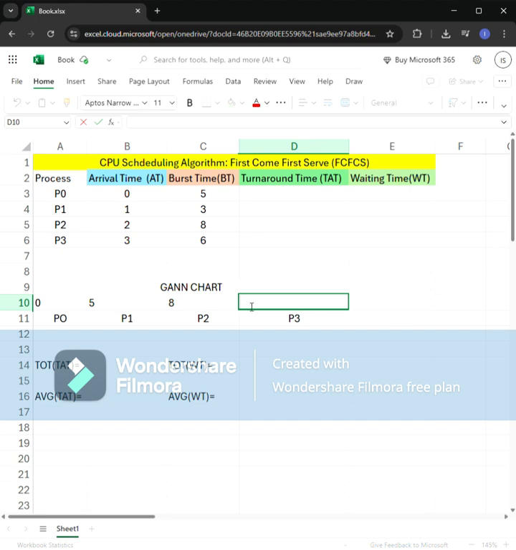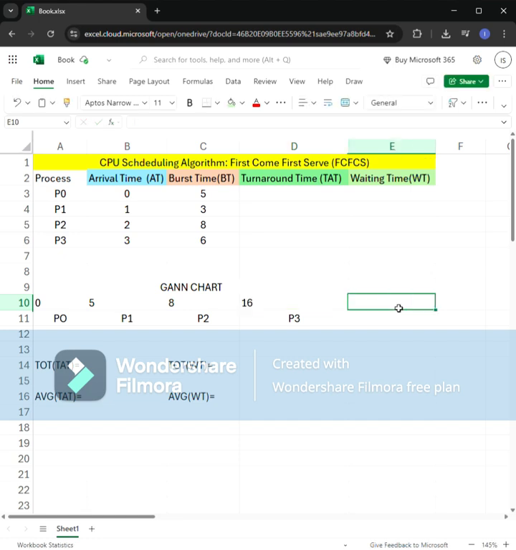Next is P2. The arrival time is 2, but P1 finishes at time 8. So P2 starts at time 8, and the burst time is 8. So, completion time is 8 plus 8 equals 16. Last is P3, the arrival time is 3, but P2 finishes at time 16, so P3 starts at time 16, and the burst time is 6. So, completion time equals 16 plus 6 equals 22.